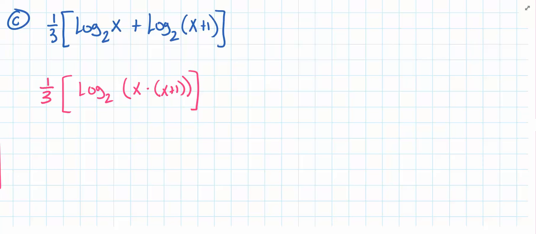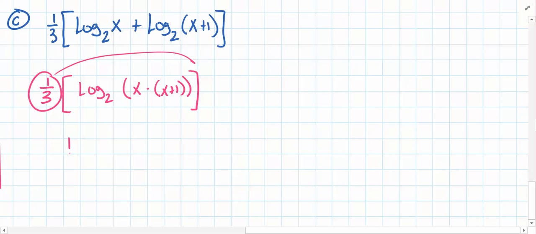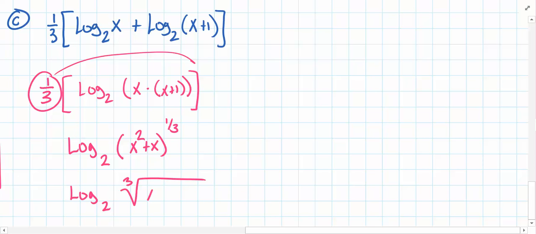So this is log base 2 of, I could write this if I wanted to, as x squared plus x, and then up to the 1/3. Have I done anything crazier out of the ordinary yet? You guys okay with this? Now we can rewrite 1/3 in radical form as log base 2 of the cube root of x squared plus x, and that would be an acceptable answer.